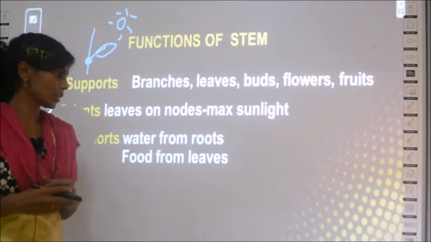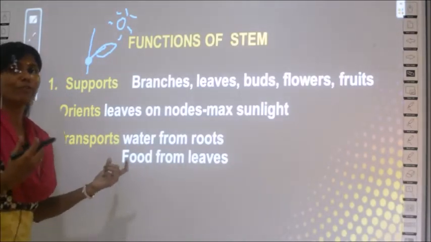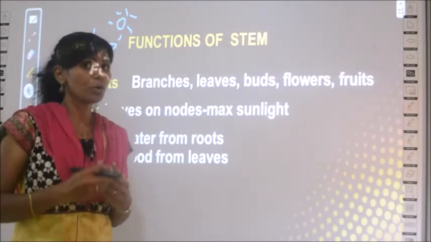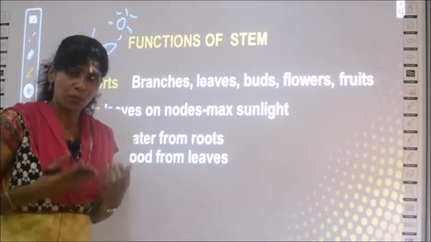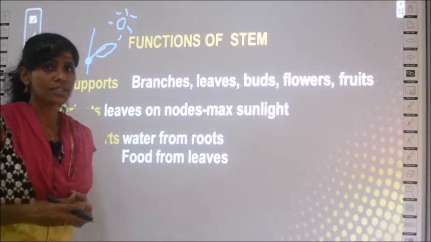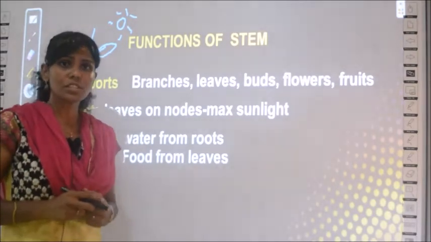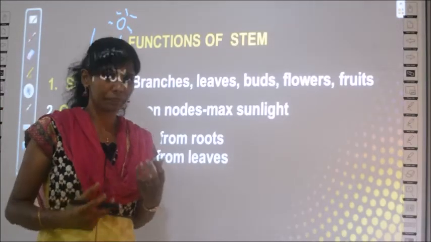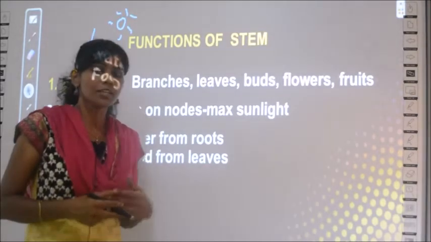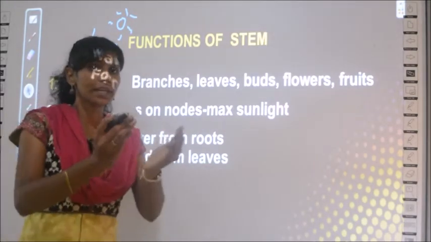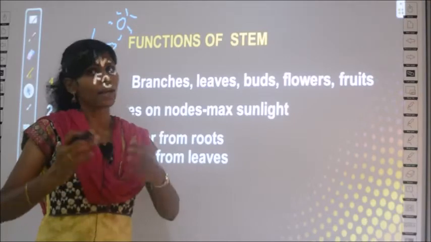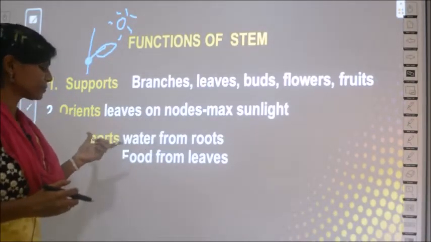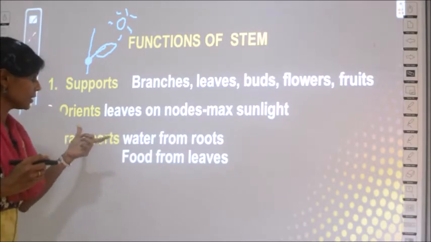Okay. The second function is it can transport food from the leaves. The stem also transports food from the leaves. Why is food in the leaf? Because the leaf is the place where a process called photosynthesis takes place. You have studied, right? So leaves can carry out photosynthesis. So this stem will take the food from the leaves and supply it to other parts of the plant. So the third function of stem is transportation.